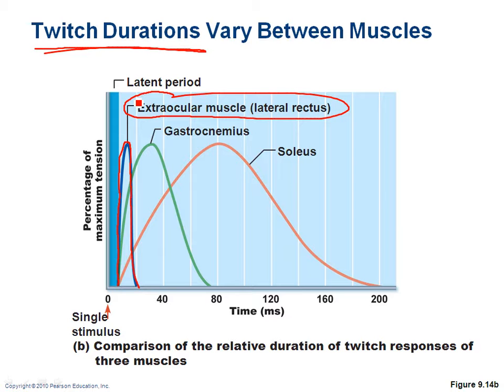So they need to be able to contract and relax really, really quickly because you've got to make really fine-tuned type movements with those. But look over here, the twitch graph here for the soleus, and hopefully in lab by now you have learned that the soleus is the deeper of your two calf muscles. You use those calf muscles for big, powerful movements like jumping up off the ground or coming up on your tiptoes, which require quite a bit of force to bear your body weight. Those types of muscles will have longer twitch periods where they contract and relax. To go through one cycle of contraction and relaxation takes a longer period of time.